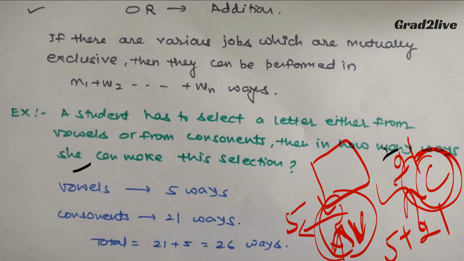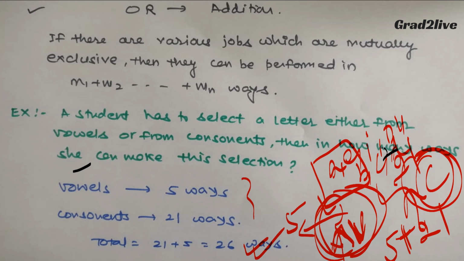But if they are mutually exclusive, meaning they are different ways to reach the same destination, you have to add them. So what were the two different ways? One is that you can choose the letter to be A, E, I, O, U, any vowel, so you can do it in 5 ways. The other way is that you can put in some consonants as well, B, C, D, etc. And if you add, that is 21 plus 5, that gives you 26 unique ways of selecting a single letter. This is what the student has to do here.